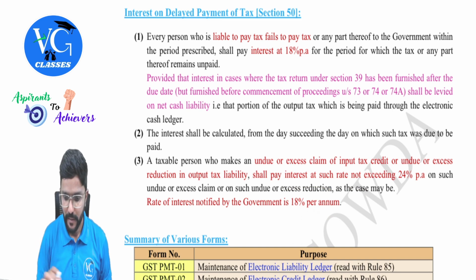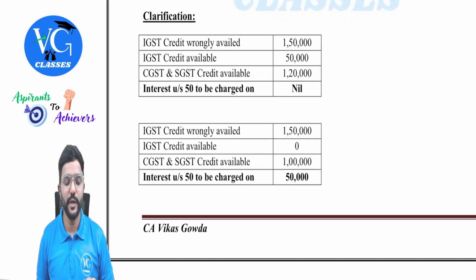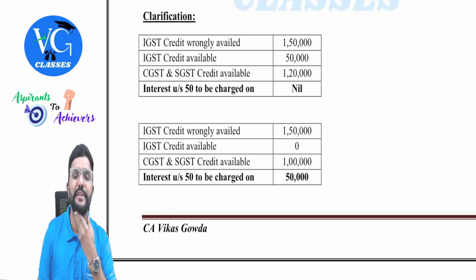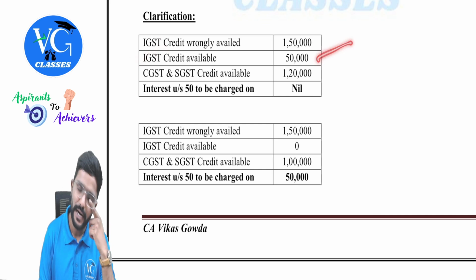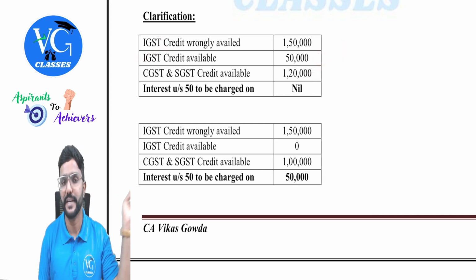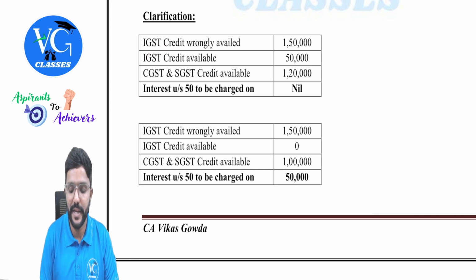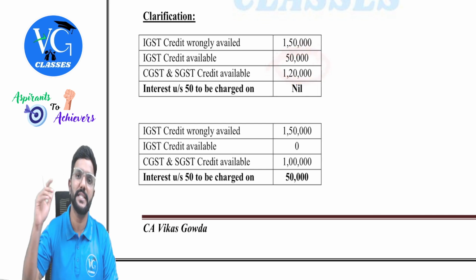Okay, sir. Fine. But there is a clarification telling, assume I have wrongly utilized IGST credit of 1,50,000, but I had a balance of IGST credit 50,000 and CGST and SGST credit together 1,20,000 in my credit ledger. So in aggregate, I have a balance of how much? 1,70,000. So can I use this to pay IGST liability?